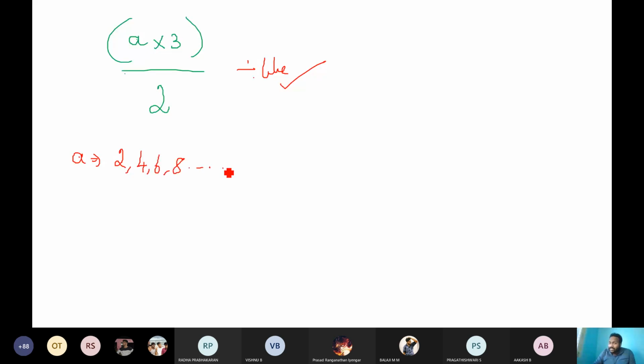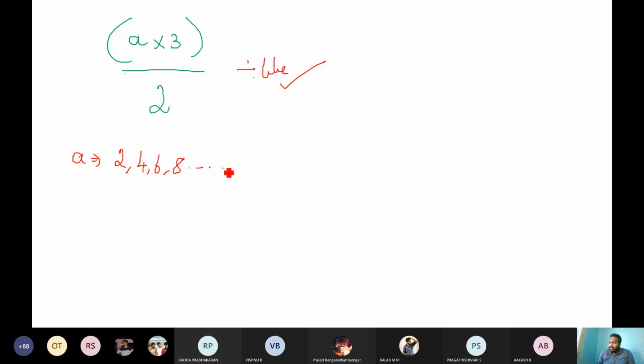But if I ask you to find out what is the smallest possible value of a? Very good, Nitya Kalyan. 2. Because out of all the possibilities 2, 4, 6, 8, 10, 12, 14, 16, 18, what is the smallest possibility? 2. Correct?